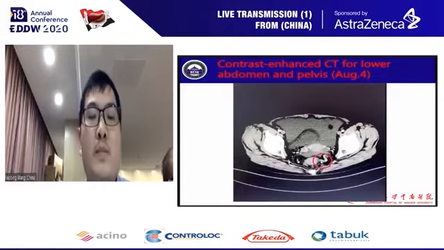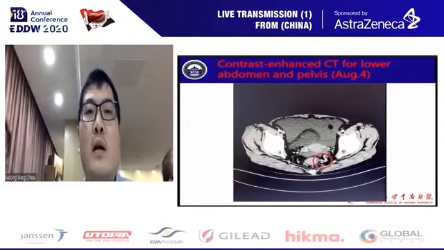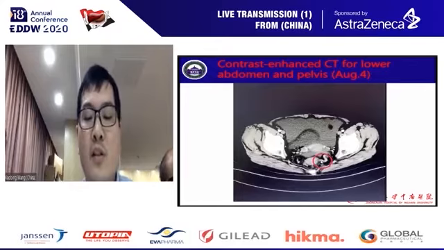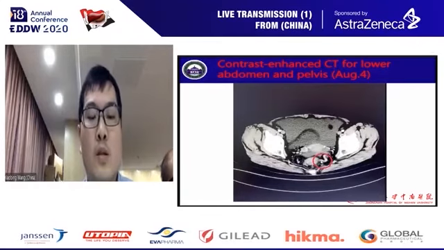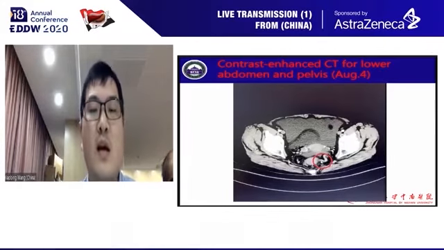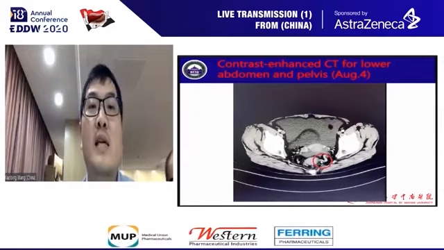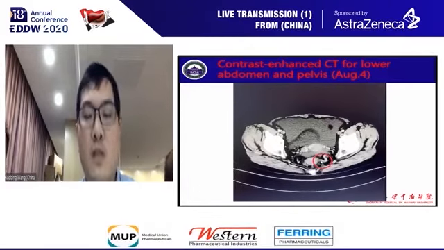Before TIPS placement, in order to get direct evidence that there was a possible association between hemorrhoids, bleeding, and portal hypertension in this patient, we suggested she receive a contrast-enhanced CT for lower abdomen and pelvis on August 4th.